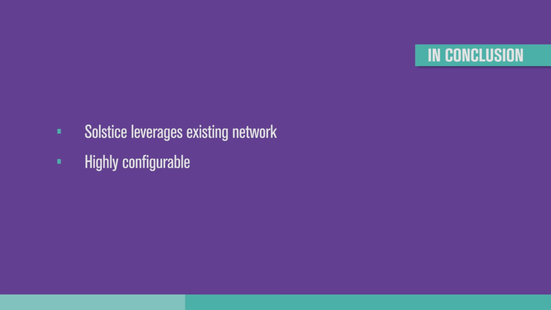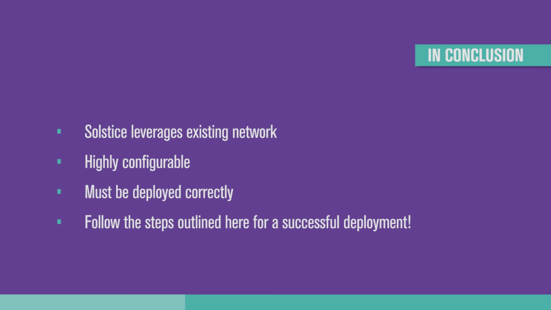Solstice brings cutting-edge collaboration capabilities to any type of meeting space at an affordable price by leveraging existing mobile and network infrastructure. And Solstice provides a large degree of configurability to meet the requirements of a broad range of use cases. While these two things set Solstice apart, they also require Solstice to be set up and configured correctly in order for a deployment to be successful. By following the instructions provided in this video, you can ensure that Solstice is configured properly for the use case and that the Solstice deployment is successful from day one.